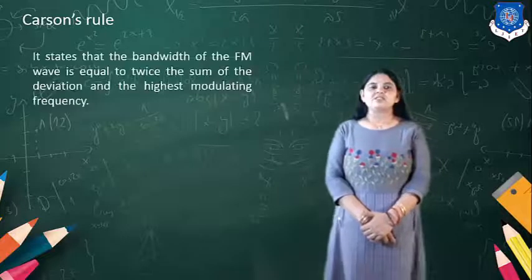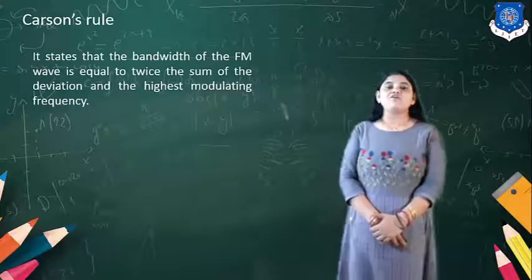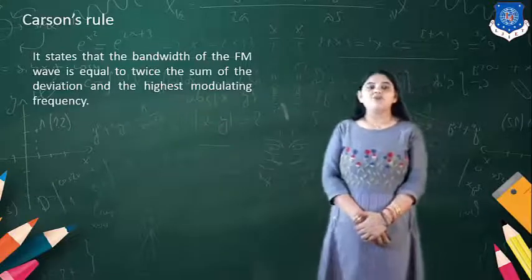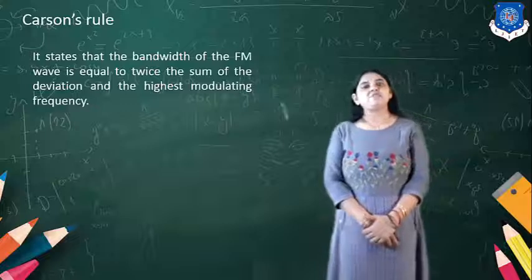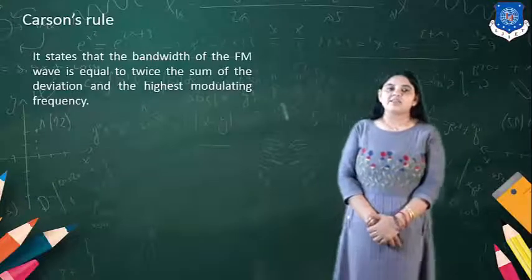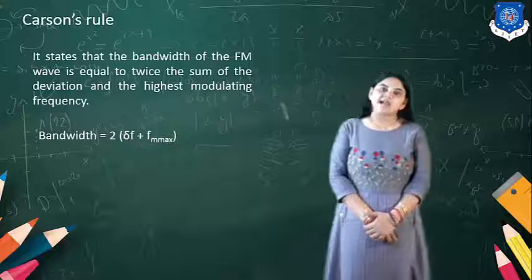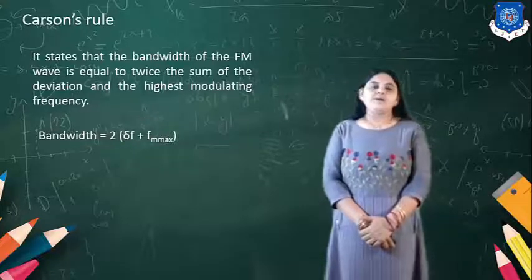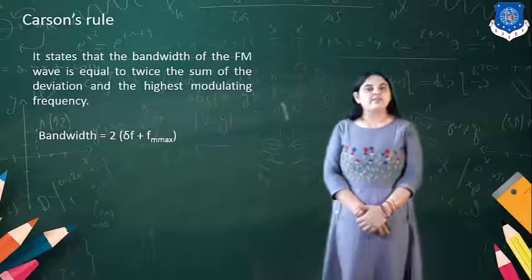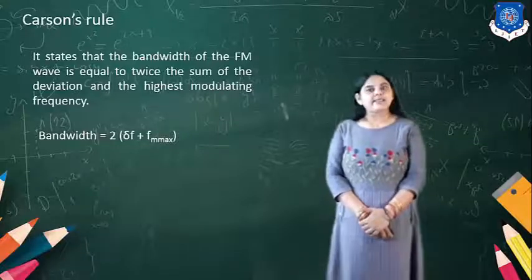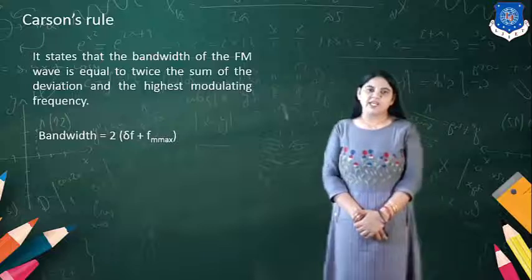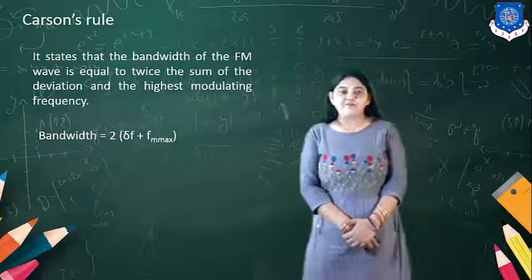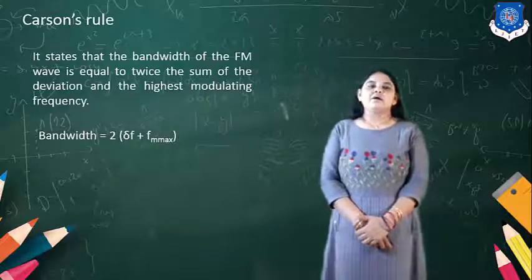Carson's rule states that the bandwidth of the FM wave is equal to twice the sum of the deviation and the highest modulating frequency. So the bandwidth is equal to 2(Δf + fm), where Δf is the frequency deviation and fm is the maximum modulating frequency. Now we can find the bandwidth required for the FM wave by using Carson's rule.